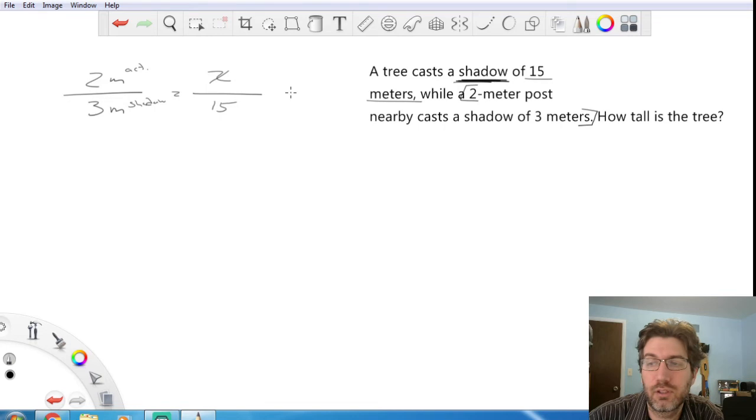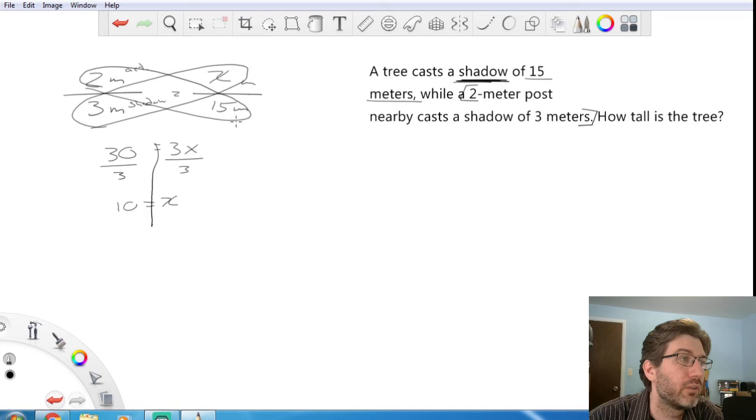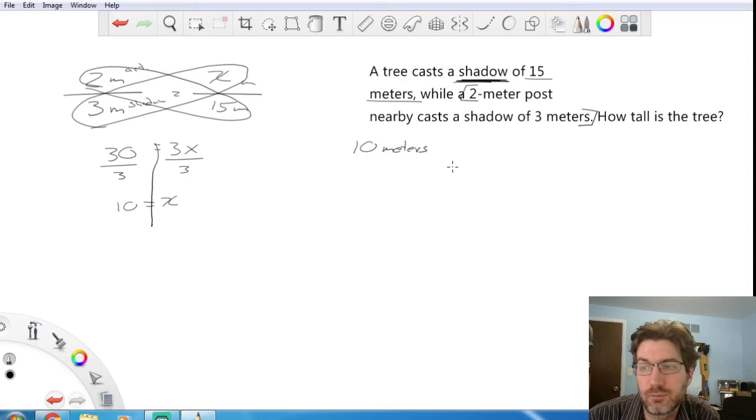And then you just cross multiply and solve. 2 times 15 gives you 30. 3 times x gives you 3x. Divide by 3, divide by 3, you get 10 equals x. And this is in meters. Everything here is in meters. So your answer is going to be 10 meters. So your tree is 10 meters tall. Simple as that.